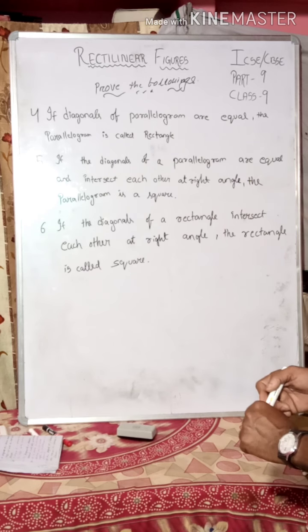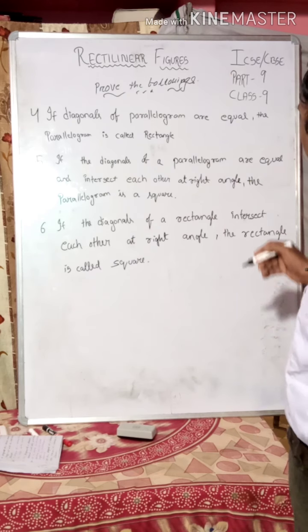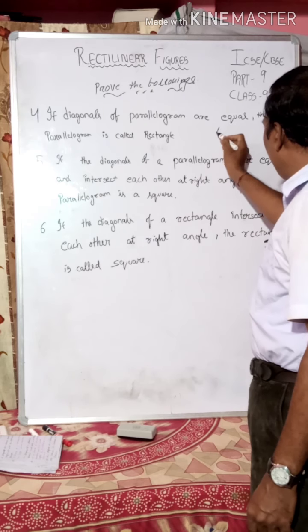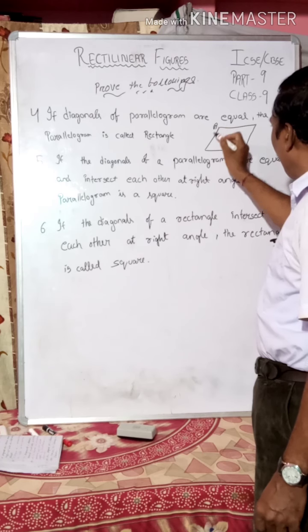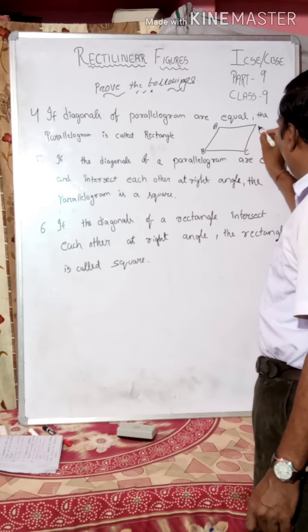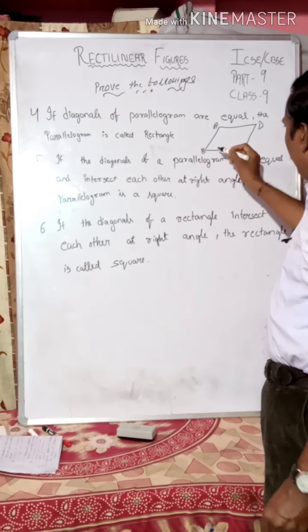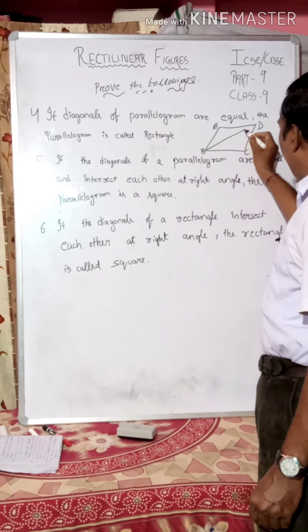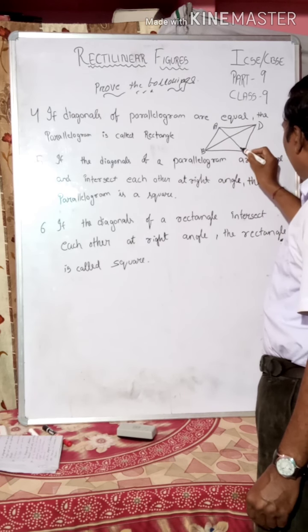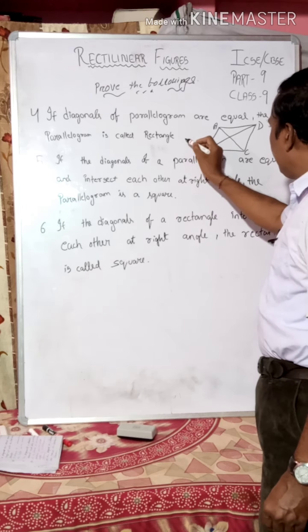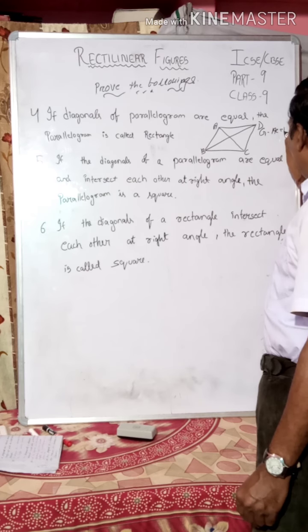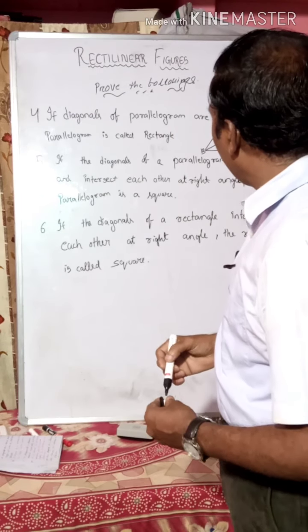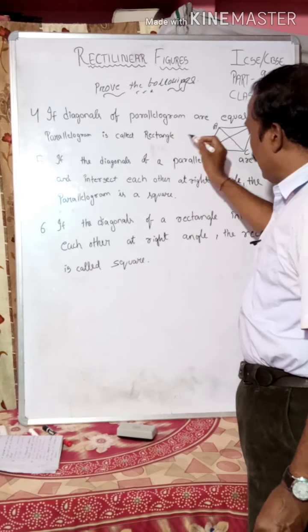If diagonals of a parallelogram, suppose this is a parallelogram, if diagonals AC and BD in the parallelogram are equal, here given AC is equal to BD. If diagonals of a parallelogram are equal, then this is a rectangle.